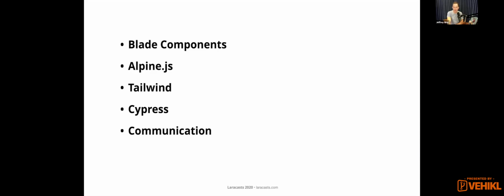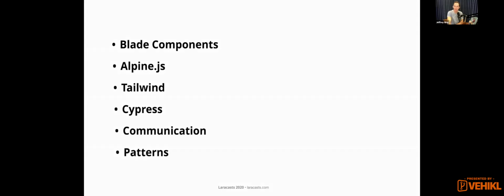So with all that in mind, for this talk, I wanted to show you a variety of practices and approaches that I'm happy to use today that I might have criticized a decade ago. For each section, we'll use real examples, and often those examples will come straight from the gift certificates feature I showed you, so that it's as real world as possible. I'm going to show you a little bit about Blade components, Alpine, Tailwind, Cypress for end-to-end testing, and then communication and patterns at the very end.